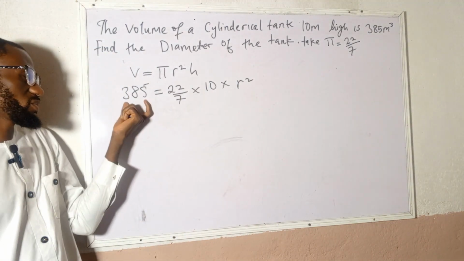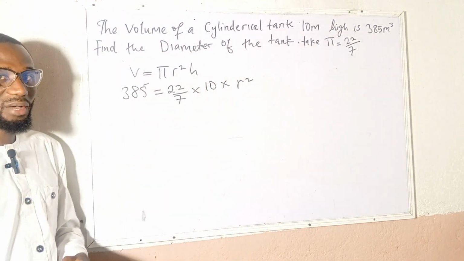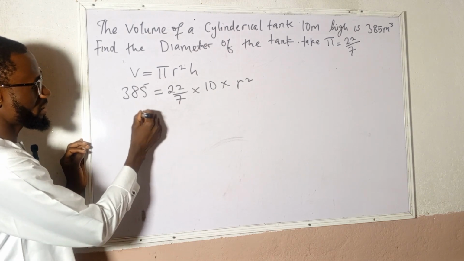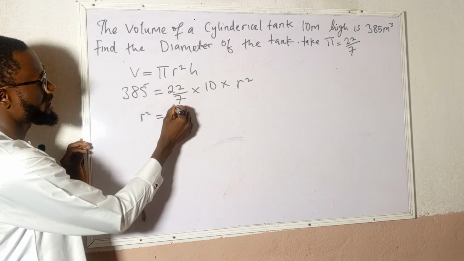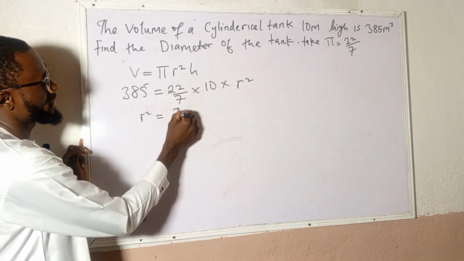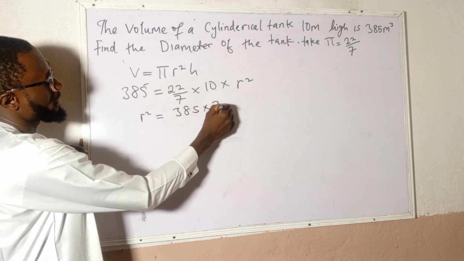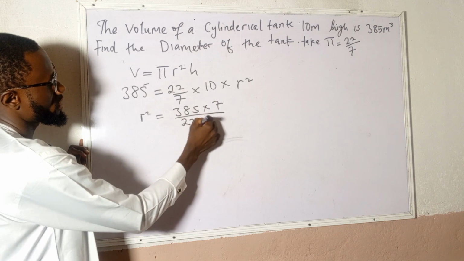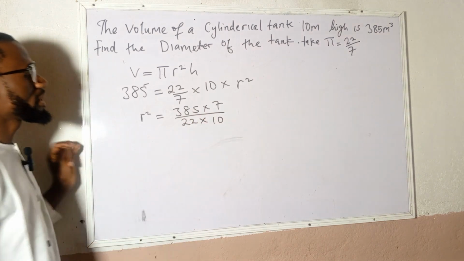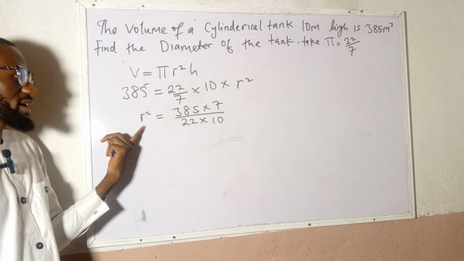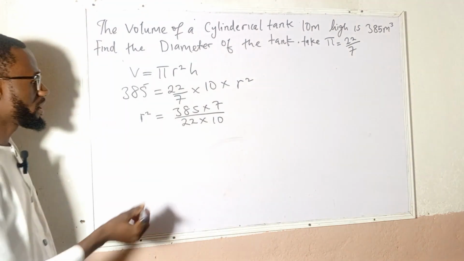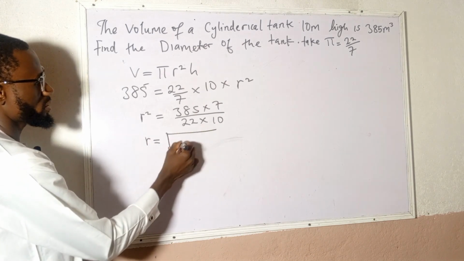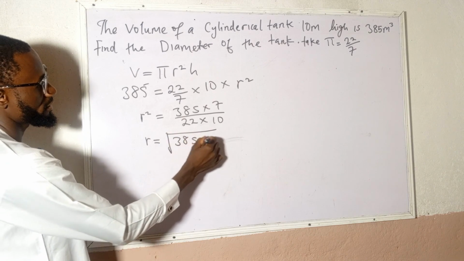Now since we have two expressions separated by an equality sign, we can cross multiply. We are free to say r square is equal to 385 times 7 all over 22 times 10. Since this one is squared, we can take the square root of both sides. Here we have r is equal to the square root of 385 times 7 over 22 times 10.